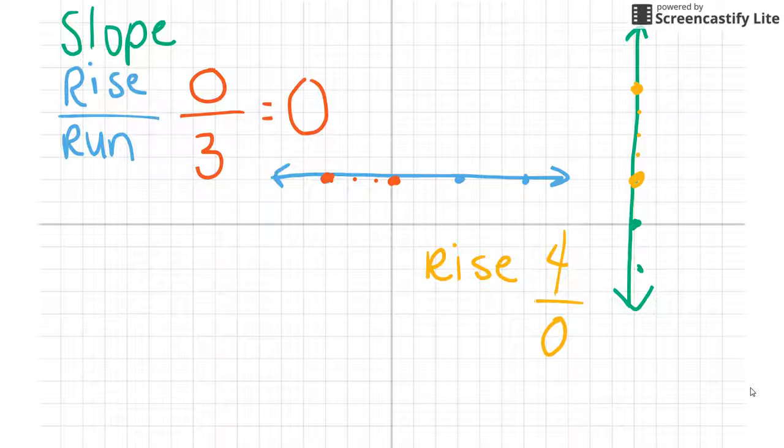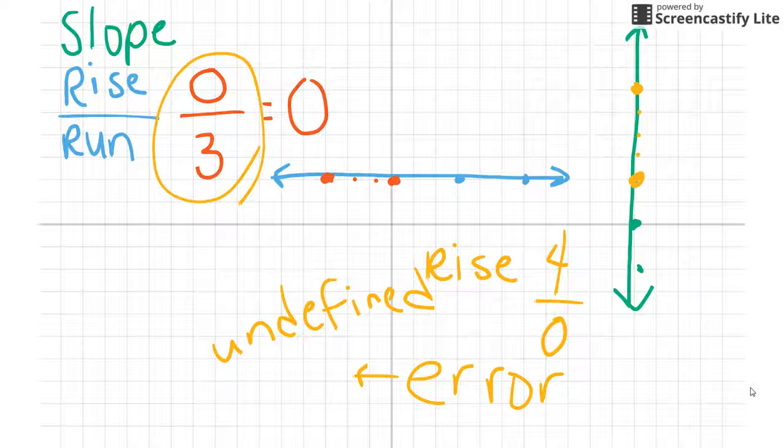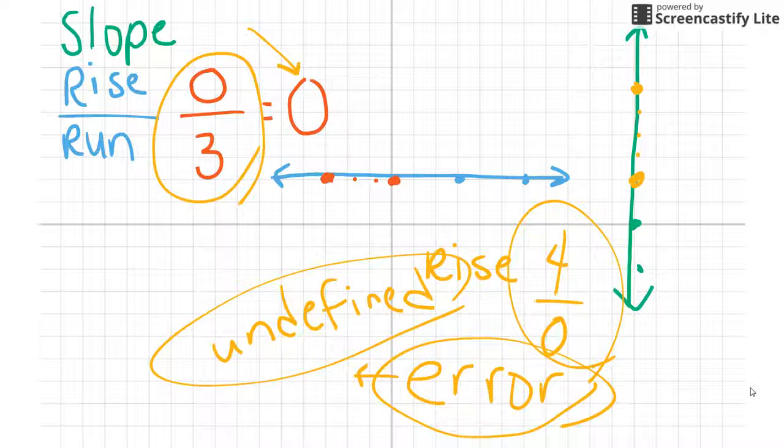Okay, so then let's go over here to this one. This vertical line here, again, pick any 2 points. Let's say I pick this one and this one. So how much are you going to rise? I'm going to rise 1, 2, 3, 4. And then how much do you run? You don't run any. Well, if you type this into a calculator, 4 divided by 0, it's going to error on you, which means it is impossible to divide something into 0 groups. That doesn't make any sense. So 4 divided by 0 comes out error.